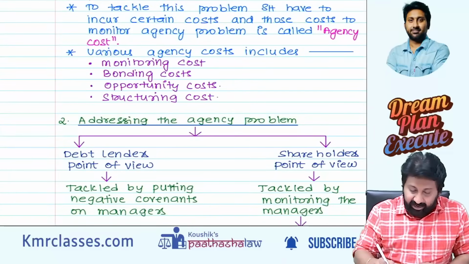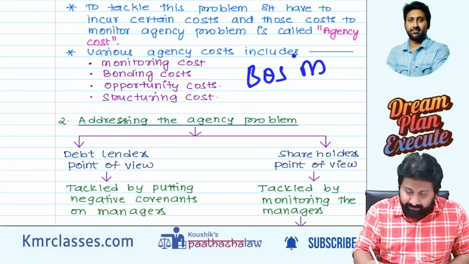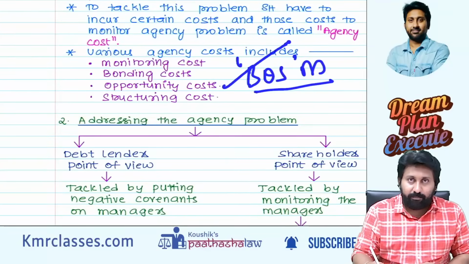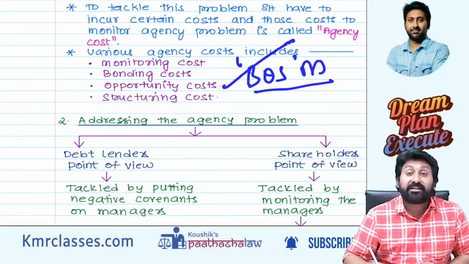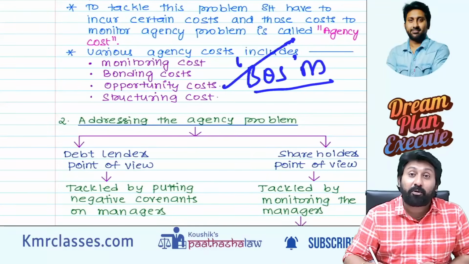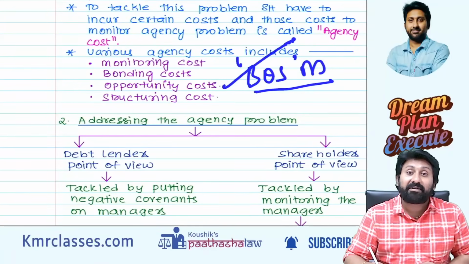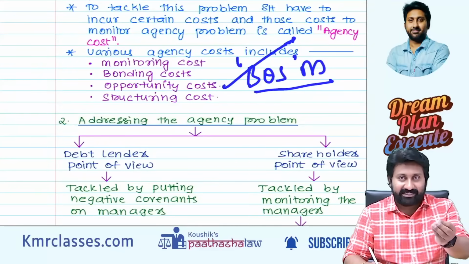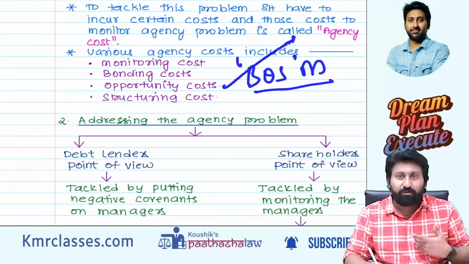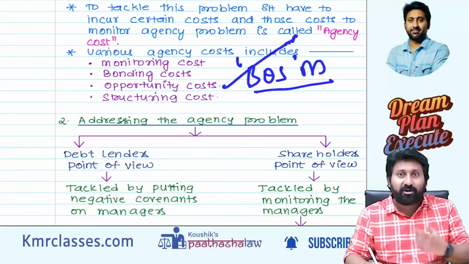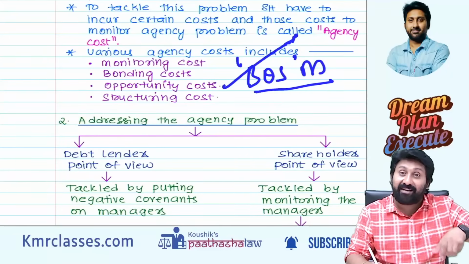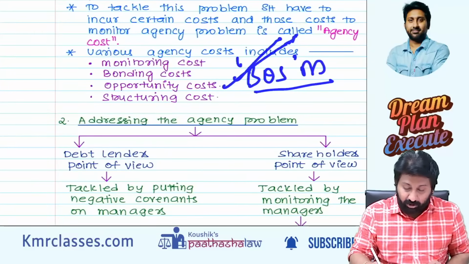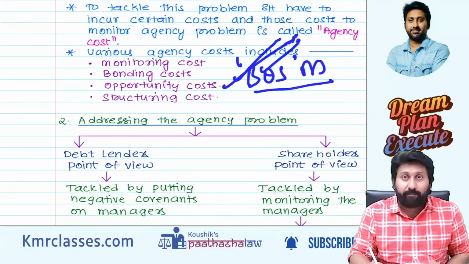Four costs are there. I will call it BOSS M. What is this BOSS M? Bonding cost. Bonding cost means consistently conducting meetings with the board of directors, creating a bonding between shareholders and board of directors, saying that we are both friends, please don't do any malpractice, do anything for our benefit. That is bonding cost. To conduct the general meetings or board meetings, a lot of costs are involved. Those are bonding costs.